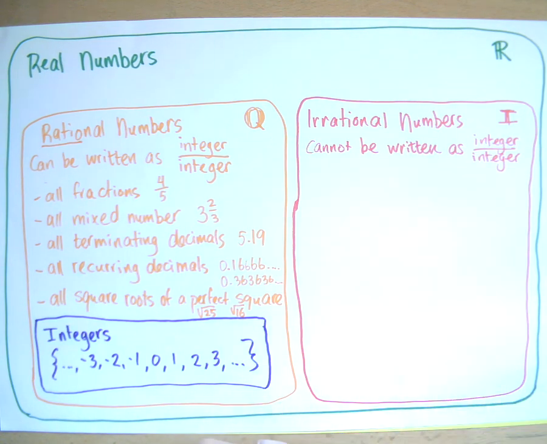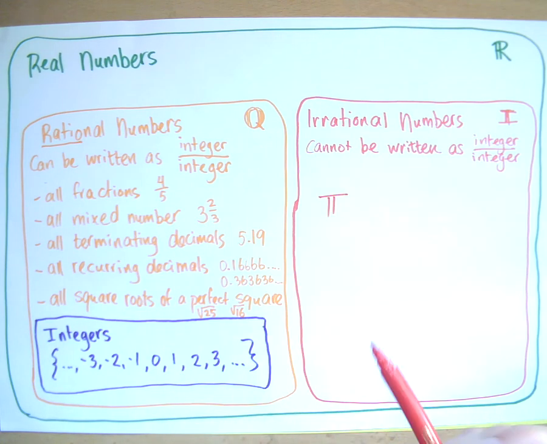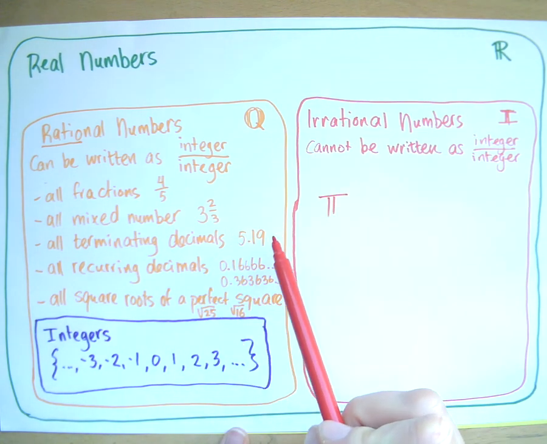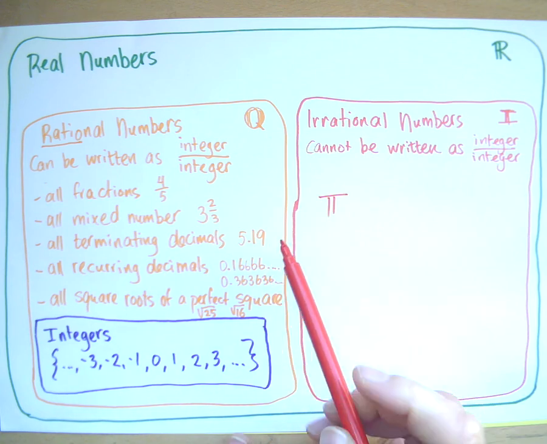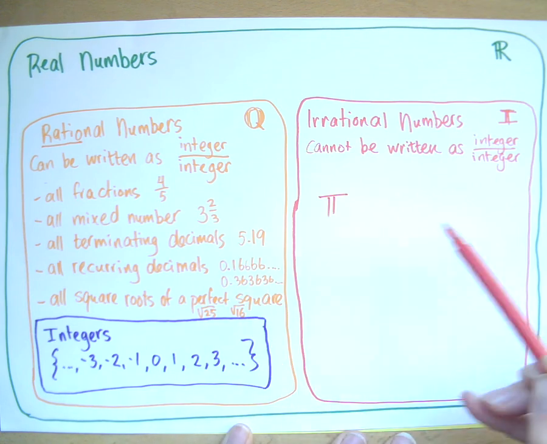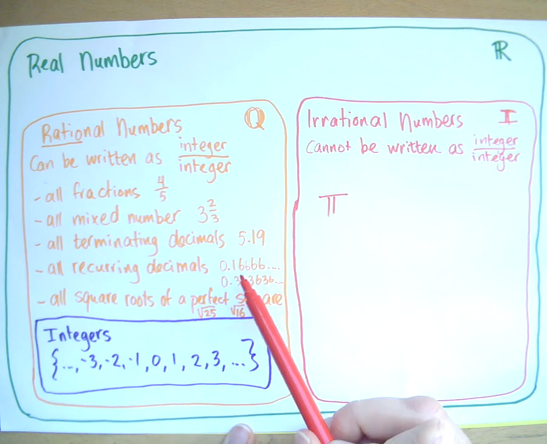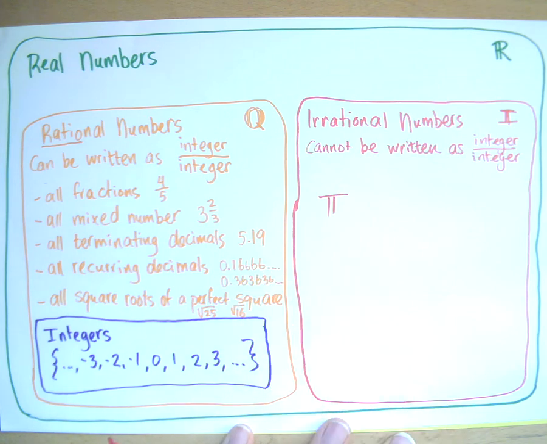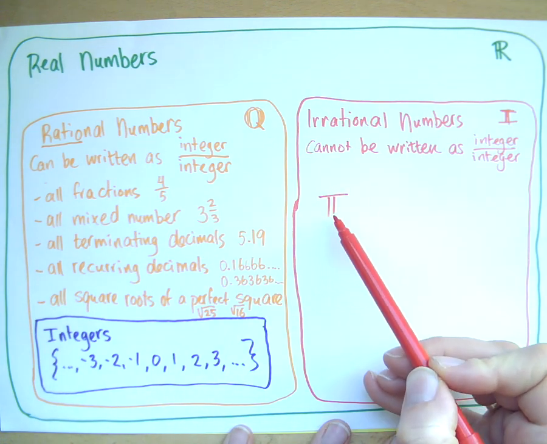Irrational numbers. Irrational numbers are, for example, pi. Pi cannot be written as a terminating decimal. It never ends. It just goes on and on and on with numbers. It's also not a recurring decimal because, as far as they've looked, and they've looked far behind the decimal point, it never starts to repeat a pattern. So pi can only be written exactly by using this symbol.